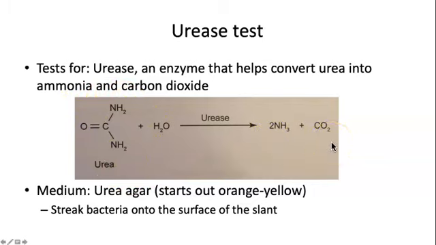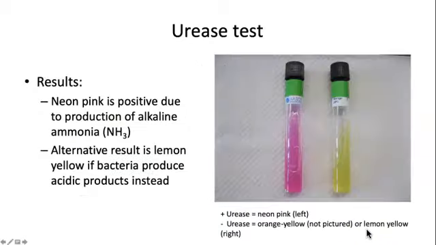This is a fairly straightforward test as well. So you just use an agar called urea agar. It starts out kind of an orangish yellow color, and you streak the bacteria in an S-shaped line onto the surface of the slant. And if the urease enzyme is active, that means that you have a lot of ammonia being produced. And the ammonia is very alkaline, and there is a pH indicator in this growth medium that when it turns alkaline, it turns this bright pink color.